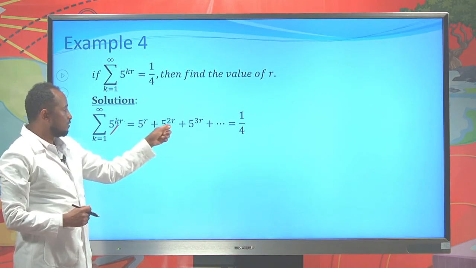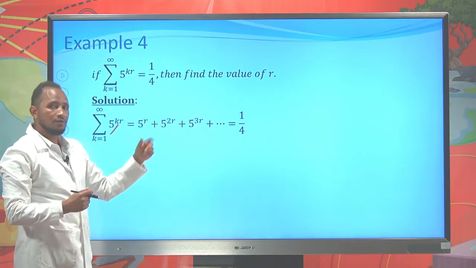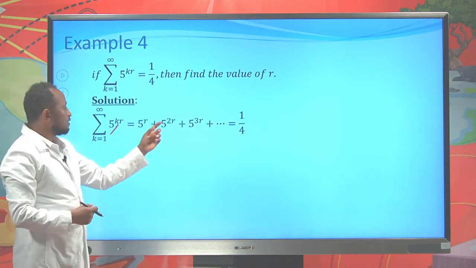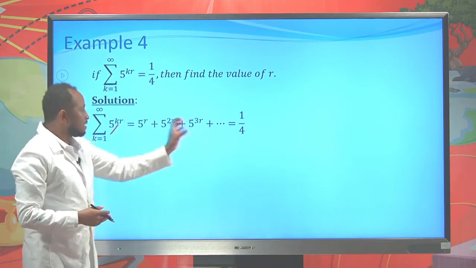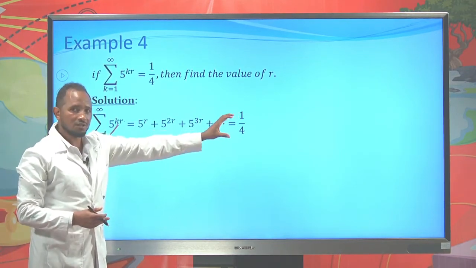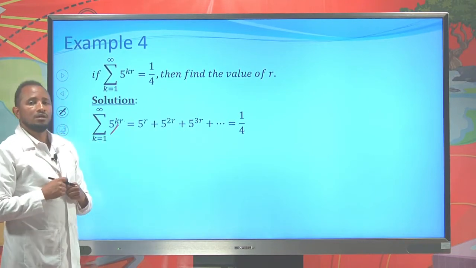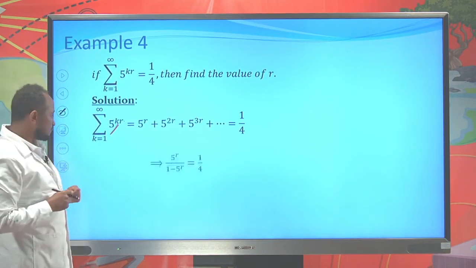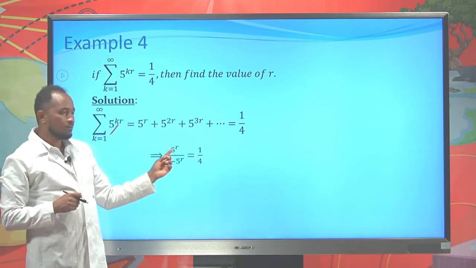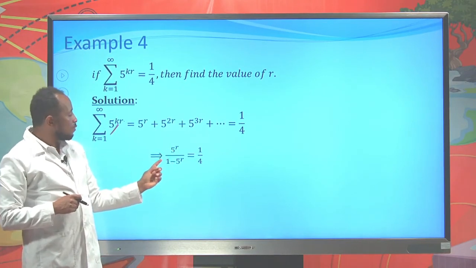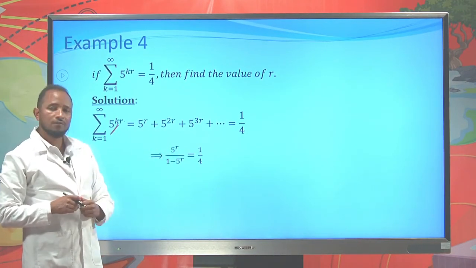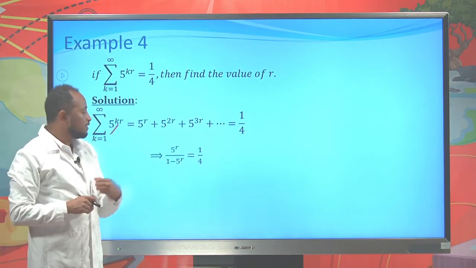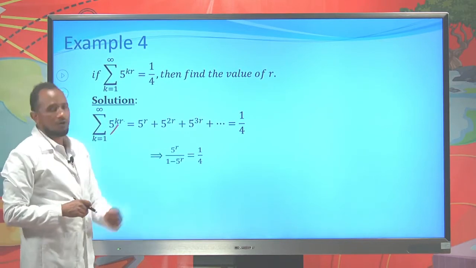With a common ratio, if you take the ratio of the two, you get 5 to the power of r. First term 5 to the power of r, and the common ratio is also 5 to the power of r. And the sum converges. Since the sum converges, we can apply the formula S infinite equals g1 over 1 minus r. Using that formula, g1 is 5 to the power of r, over 1 minus 5 to the power of r. This result is equal to 1/4. So solving this, we will find the value of r.